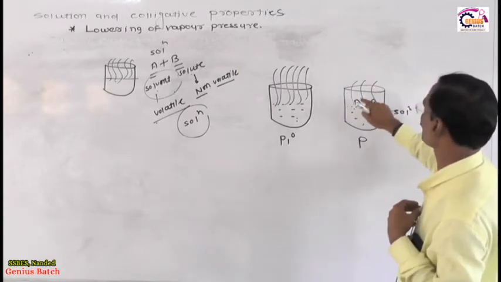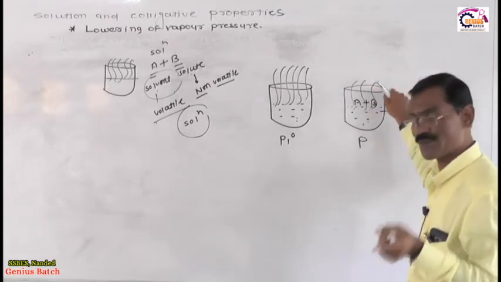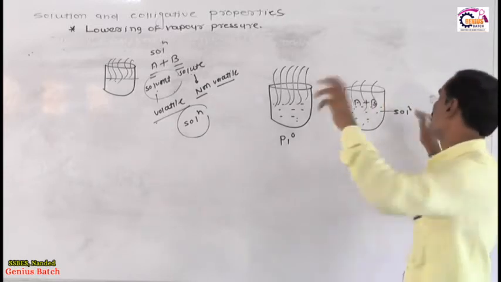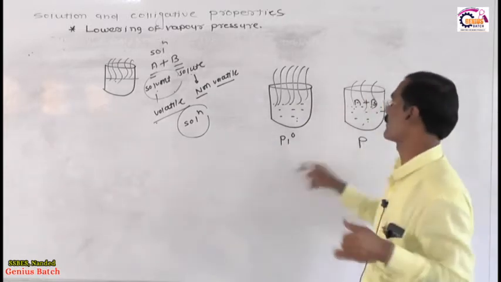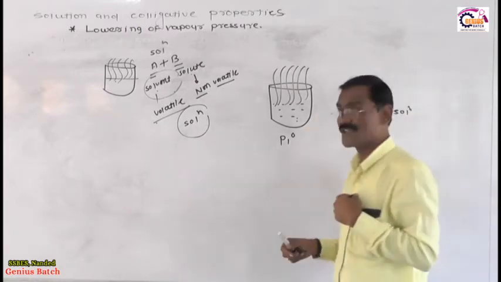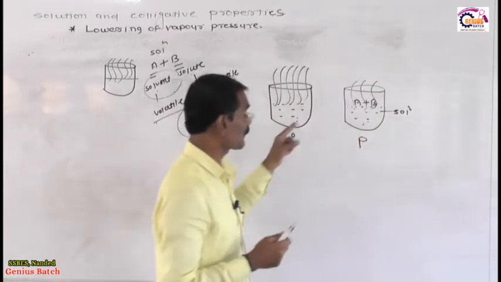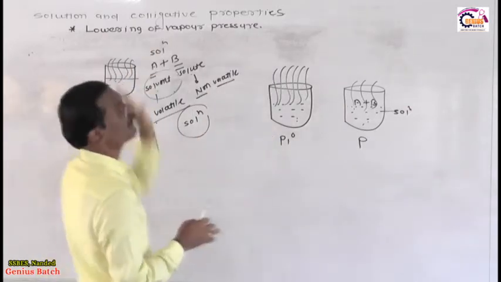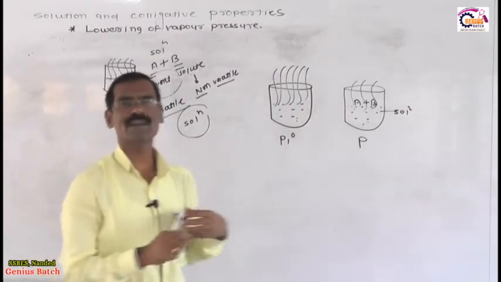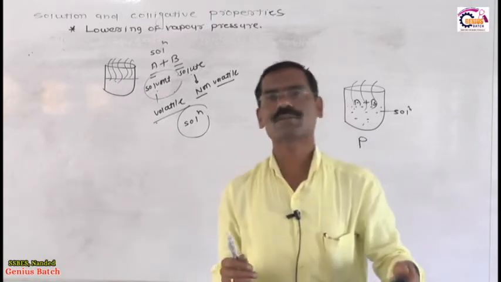the vapor pressure of a solvent in a solution which contains a non-volatile solute is always lower than the vapor pressure of its pure solvent. So how much the vapor pressure is less for that solvent in a solution is called the lowering of vapor pressure. Is it okay? So how do we define the lowering of vapor pressure?